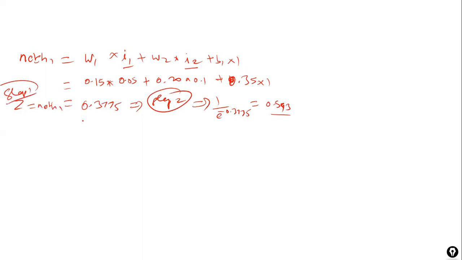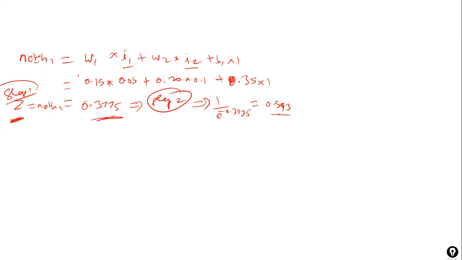So now this is the final output. This is the sum of the product of each synapse's weight with the corresponding input value, including the bias. If you add this, this is your Z value. 1 by 1 plus e to the power minus Z. That is your sigmoid function.